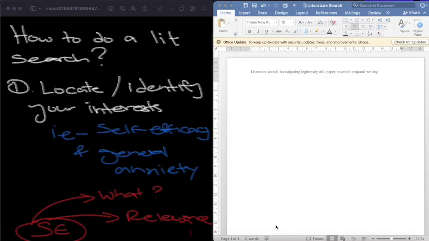So, today I'm going to do a small lecture on how to do a literature search. Not just a literature search, I'm going to discuss, as you see on the screen, on the left side I have some of my notes here, which will pretty much guide what we are going to do right now. And then on the right side, you will notice how exactly I'm going to make sense out of all of these things. So, literature search is something that we'll be discussing today.